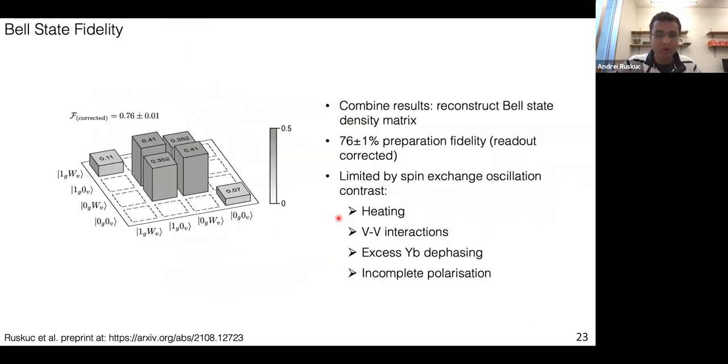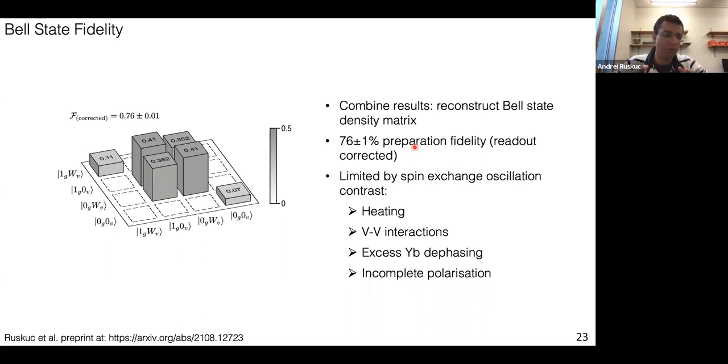I just want to mention also that we can measure these states in the population basis, and this enables us to reconstruct the Ytterbium-vanadium joint density matrix in this kind of restricted basis corresponding to these 6 elements. In this process, we've performed a correction for the fidelity of our readout. And in this case, we can estimate a preparation fidelity of about 76%. And this is limited by the contrast of our spin exchange oscillations that I showed previously.